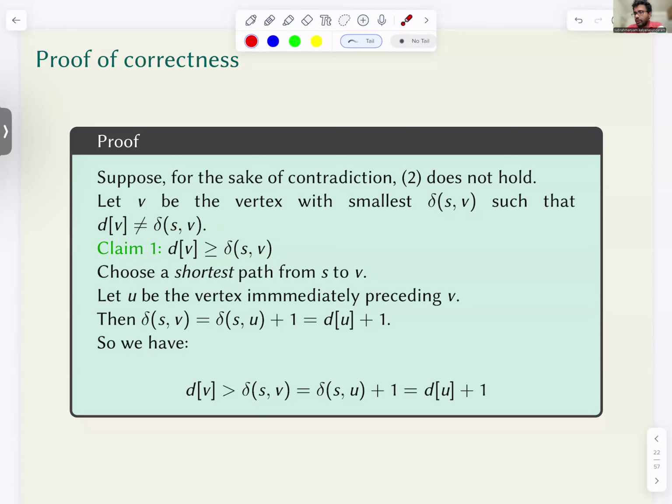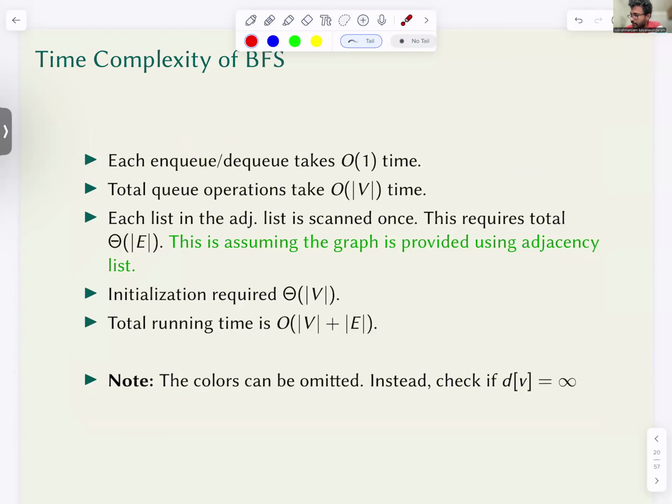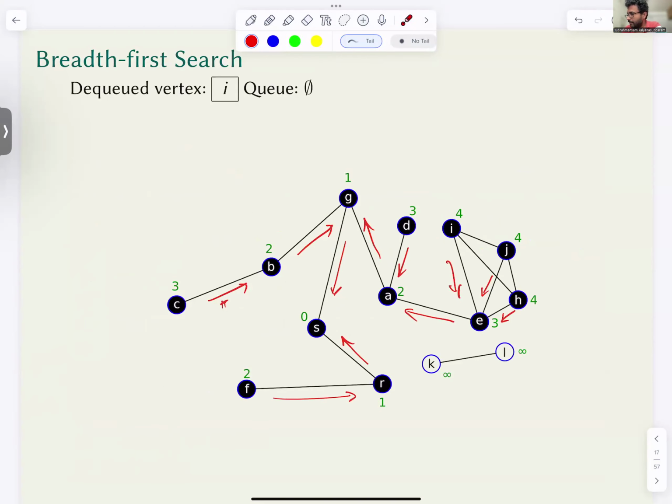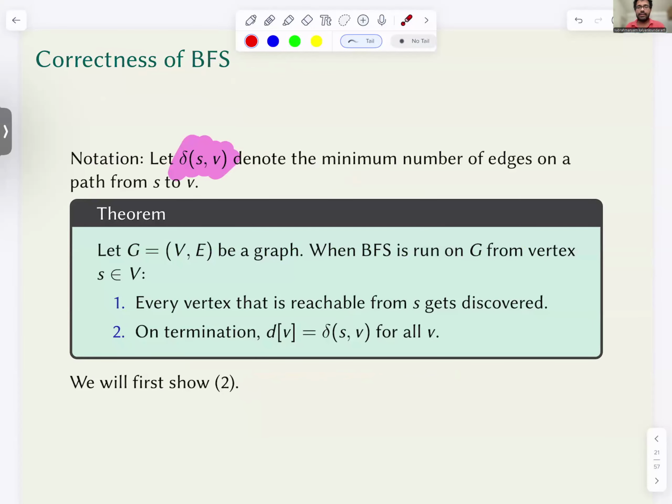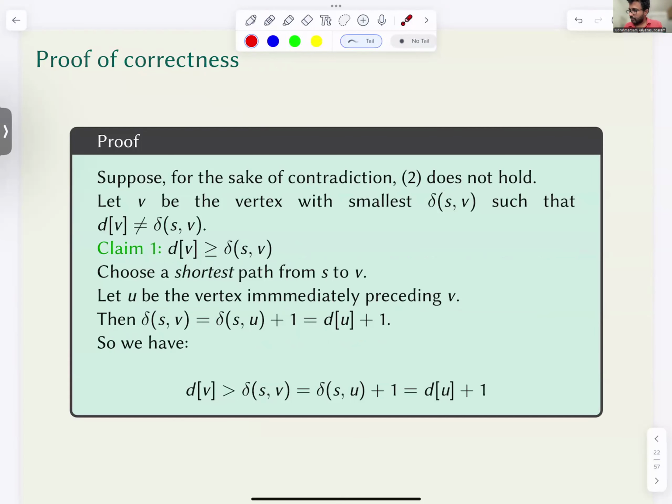Now choose a shortest path from S to V. There could be many shortest paths. If you look at this graph, are there multiple shortest paths? Maybe not. In this graph, there are not multiple shortest paths, but in general, you could have multiple paths of the shortest length. Choose a shortest path from S to V.